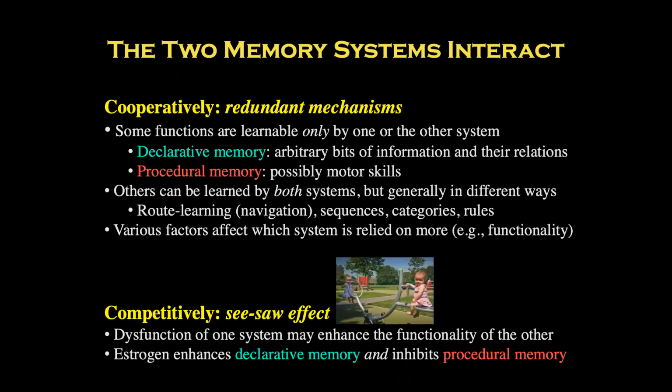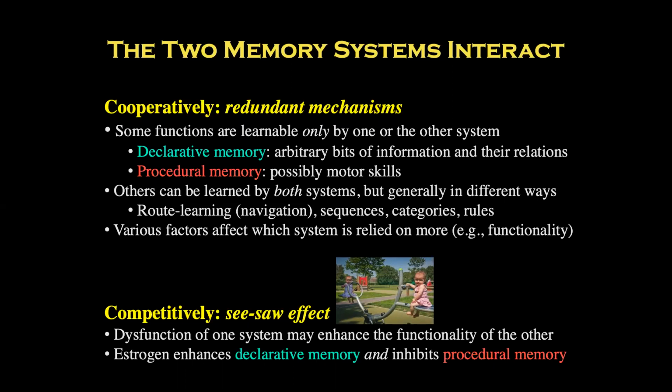The two memory systems interact in at least two ways. One is what some people, like Dan Willingham, think of in terms of cooperative interaction. We think of it in terms of redundant mechanisms. So some functions and tasks, some things we learn, are only learnable by one or the other. Most clearly, stuff that's arbitrary, so arbitrary bits of information and their associations, seems to have to be learned in declarative memory. Like what I do with capital or dinner or baking and so on. Procedural memory might be necessary for some things, like possibly some motor skills, particularly those that become automatized, but that is much less clear.